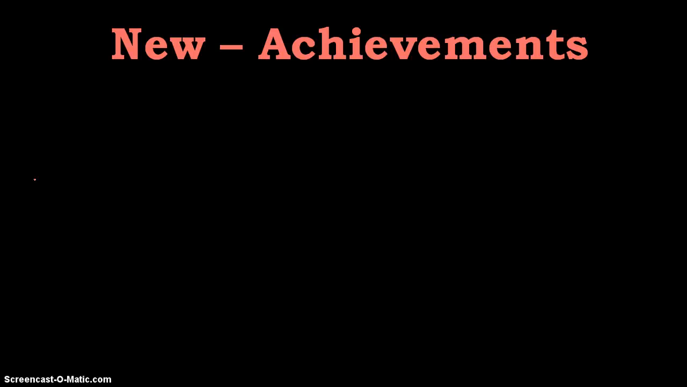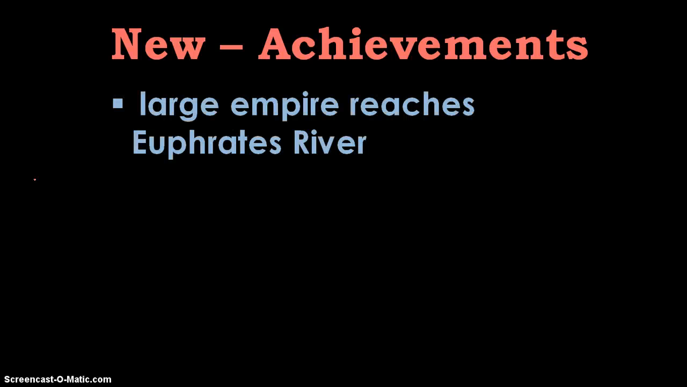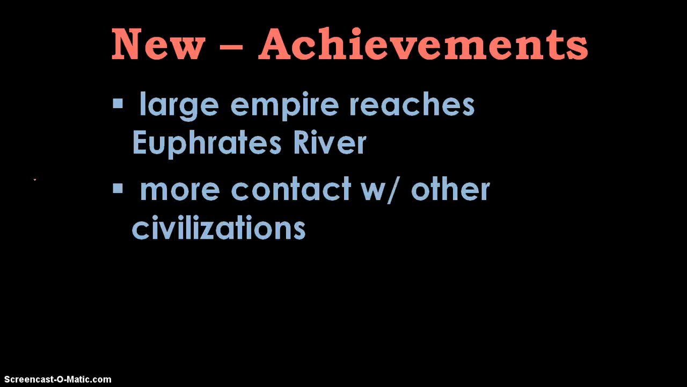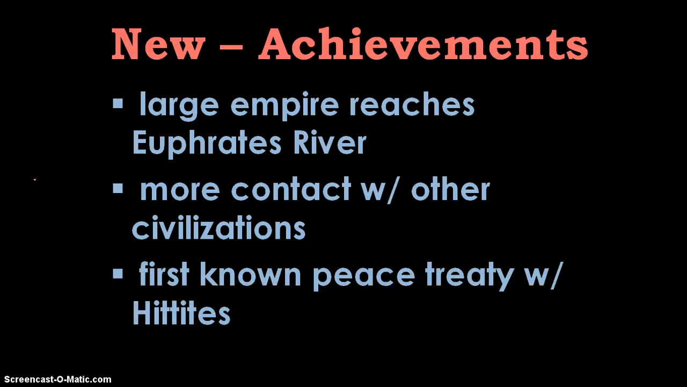All right. In the New Kingdom, some more achievements. They have a large empire. The Egyptians keep expanding, and now they go all the way into Mesopotamia to the Euphrates River. So now they have more contact with other civilizations, so they can trade. Remember, cultural diffusion. And they had the first known peace treaty with the Hittites.